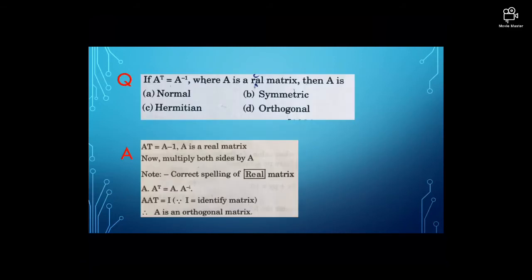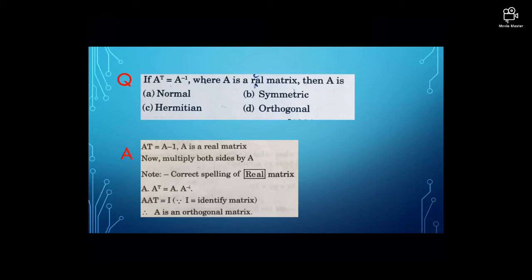Next we have, if A transpose is equal to A inverse, where A is a real matrix, then A is what? Is it a normal, symmetric, Hermitian or an orthogonal matrix? So the condition given is A transpose is equal to A inverse and A is a real matrix. So just multiply both sides with A. So A into A transpose is equal to A into A inverse. So A into A inverse is I. So what we get is A into A transpose is equal to I. Therefore A is an orthogonal matrix.